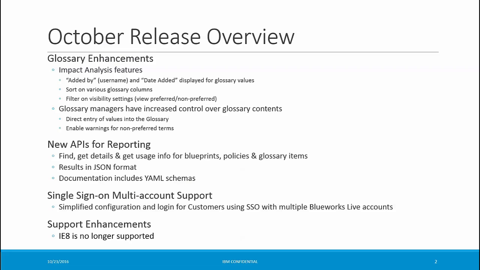So in this release of Blueworks Live, we've added some new glossary administration features. We've enhanced our reporting APIs and simplified SSO support. To help with the impact analysis of glossary content, the glossary now displays the date that a value was first added along with the user that added it. The glossary view can also be sorted now in various columns and filtered based on the visibility settings. Glossary managers also have more control over glossary contents now. The glossary can easily be pre-populated by entering property values directly.